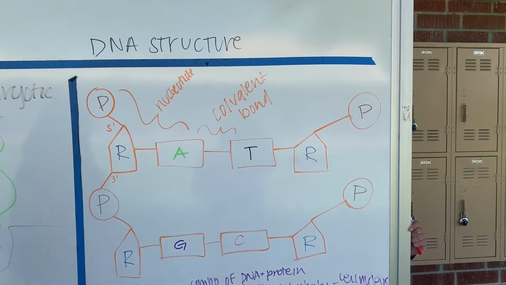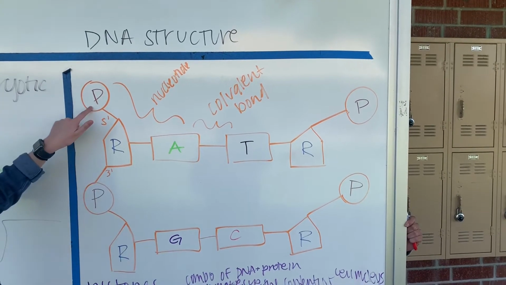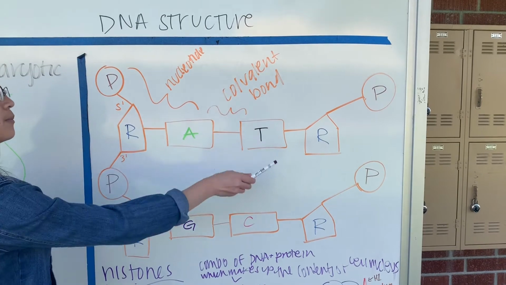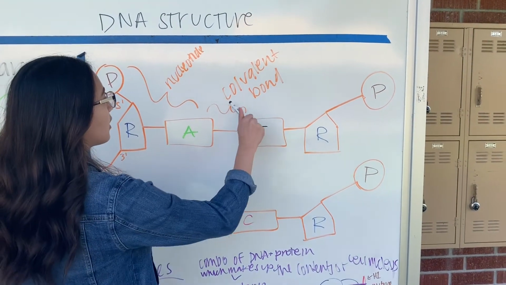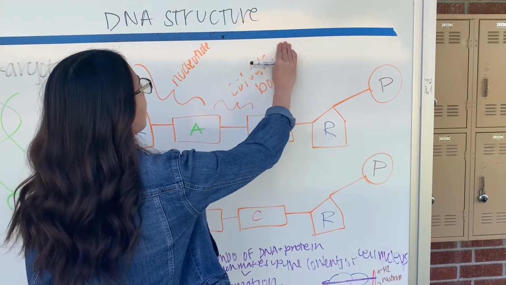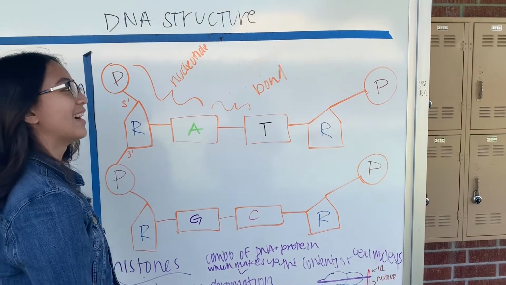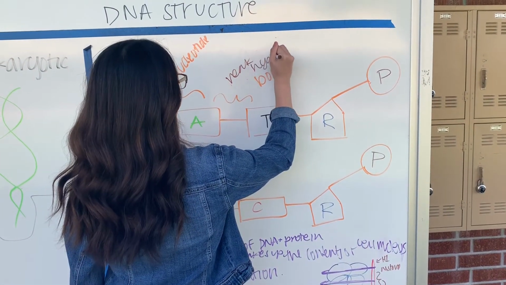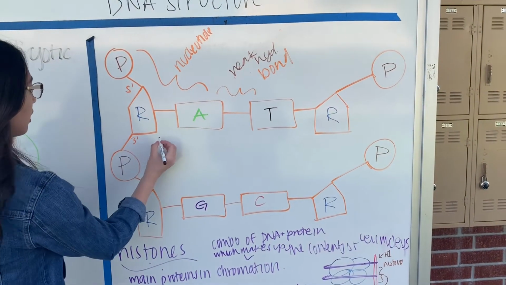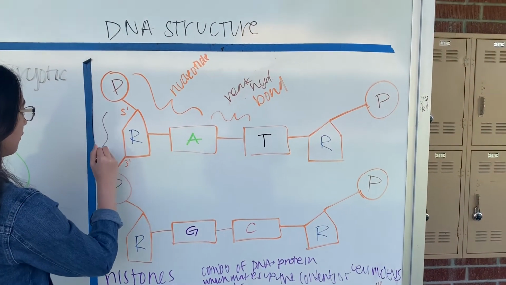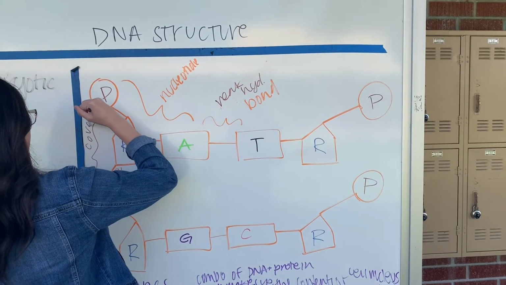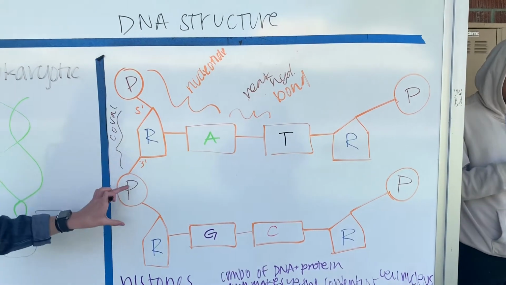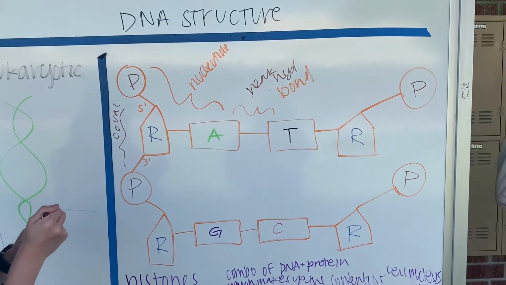Structure of DNA. This is the phosphorus, the ribose sugar, and a base, and this is called a nucleotide. The bases are held by hydrogen bonds, sorry, weak hydrogen bonds. And these are called covalent bonds, which hold a new ladder with another ladder of bases of DNA.